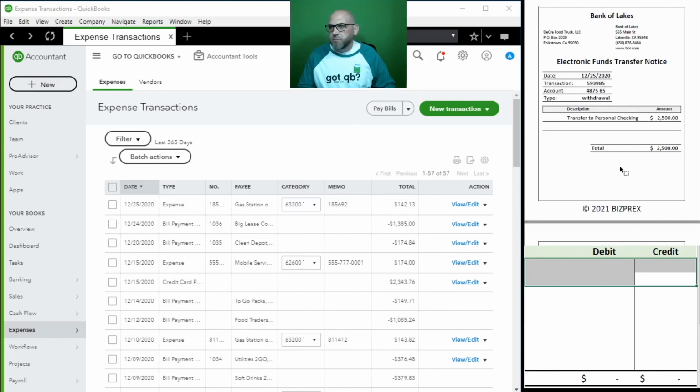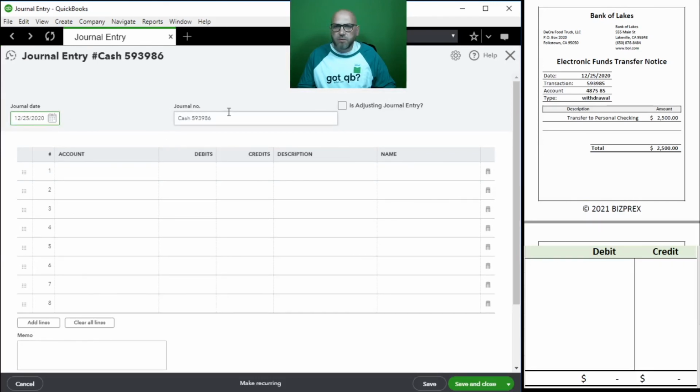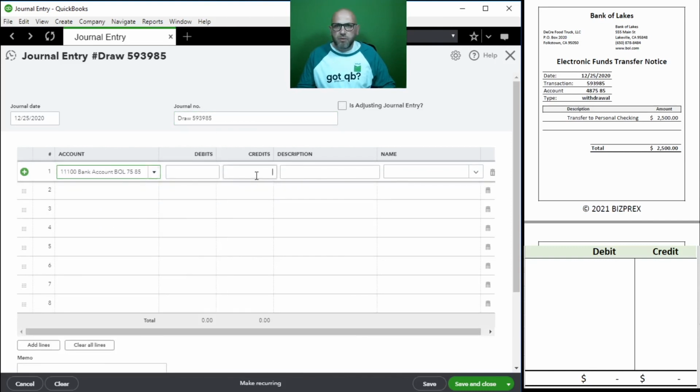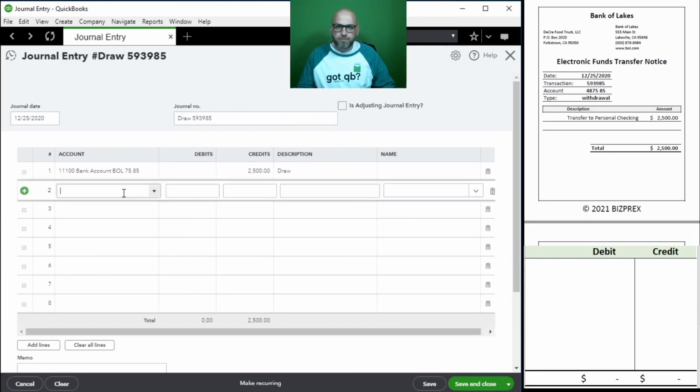Okay, then we have transfer to personal, right? That's another draw that we did. So let's go ahead and do that one. General journal entries, one of the best ways, right? So here we go. Okay, our bank account balance will be reduced and therefore it has to be credited. Our equity account will be reduced as well and therefore it is debited. Equity goes down when debited, assets go down when credited.